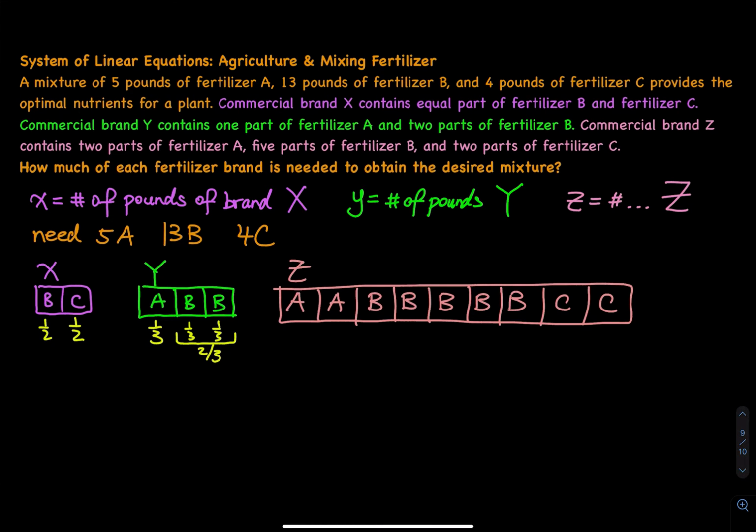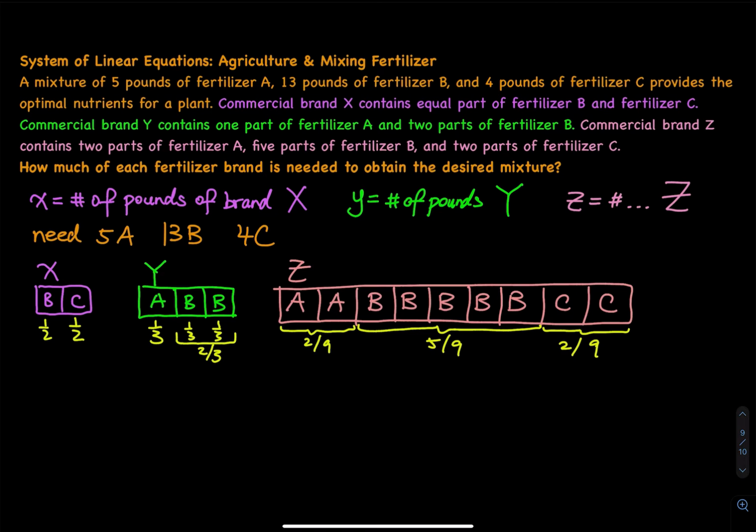And then for Z, they said 2A, 5B, and then 2C. So this is just a Z. I will treat the entire big rectangle as brand Z. They said 2 parts of A, 5 parts of B, and 2 parts of C. So I divided Z into 9 equal pieces. The A will be 2 out of 9, the B will be 5/9, and the C will be 2/9. So that is the hardest part in this problem.